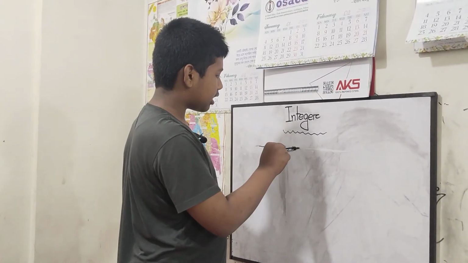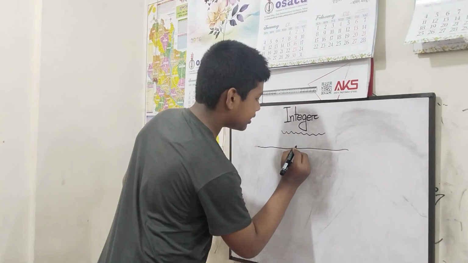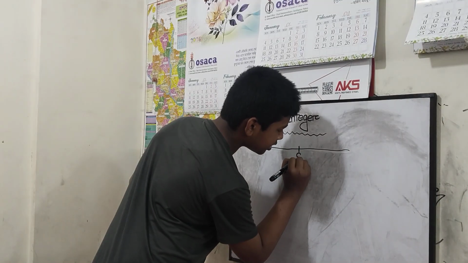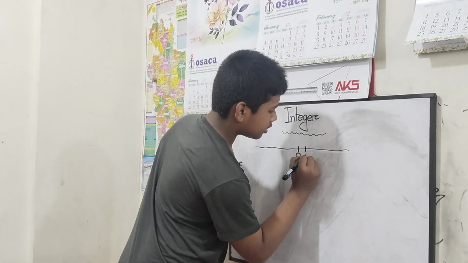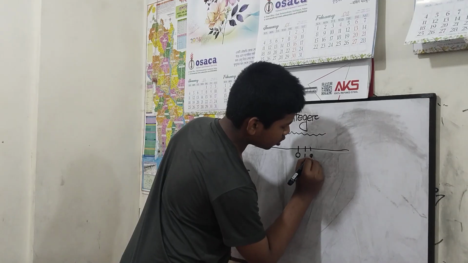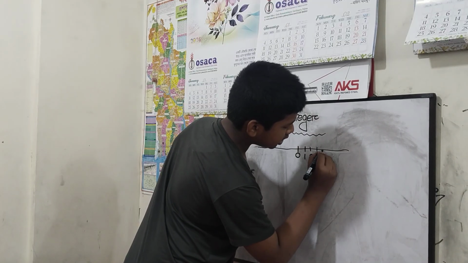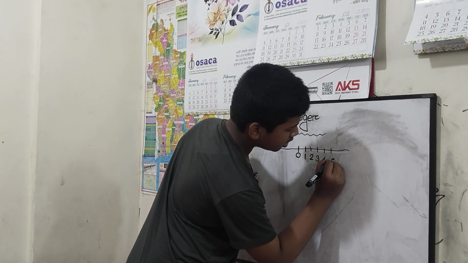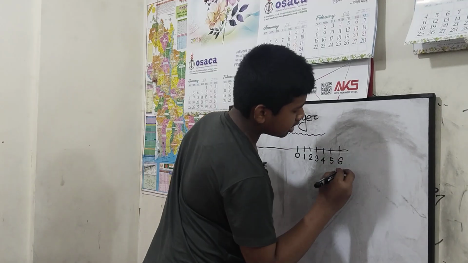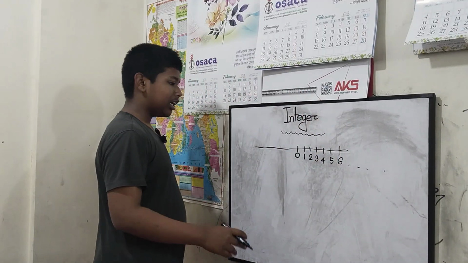I'm going to draw a line. Now, let's say that the middle point is 0. This is 1, this is 2, and so on. 3, 4, 5, 6, 7, 8, 9, 10, 11, 12, whatever.